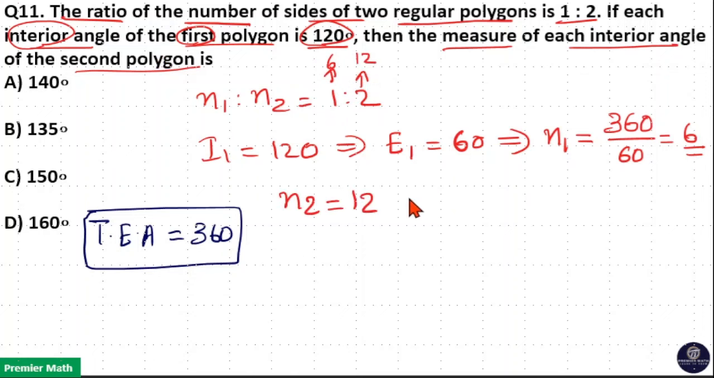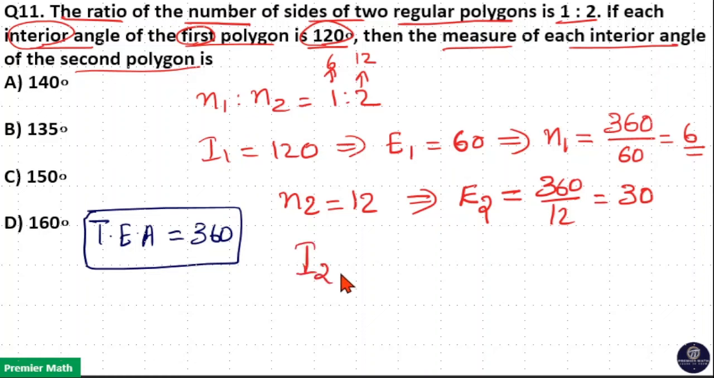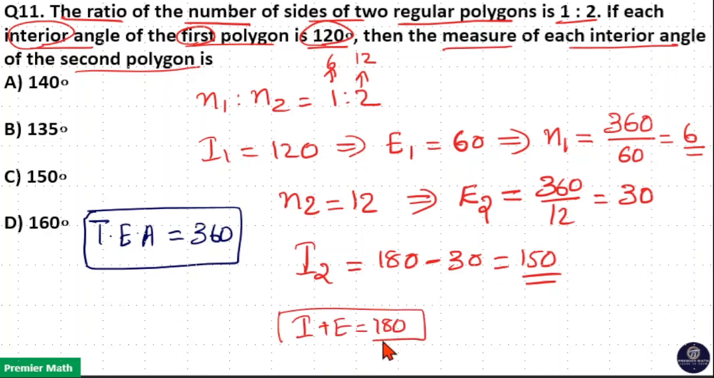If number of sides of second polygon is 12 means exterior angle of second polygon is equal to 360 by 12, which is equal to 30 degree. That is total exterior angle divided by number of sides, which is equal to 30 degree. Which means interior angle of second polygon is 180 minus exterior angle 30, which is equal to 150 degree. Because interior angle plus exterior angle is 180. So here option C is your answer.